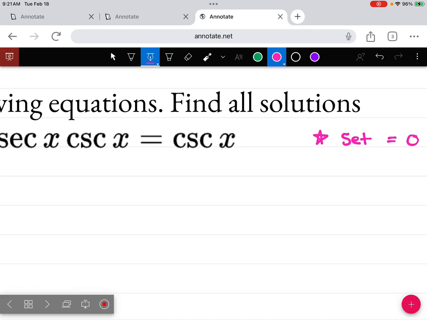So I'm going to go for setting equal to 0, and we're actually going to subtract cosecant of x from both sides. So I'm going to minus cosecant of x.